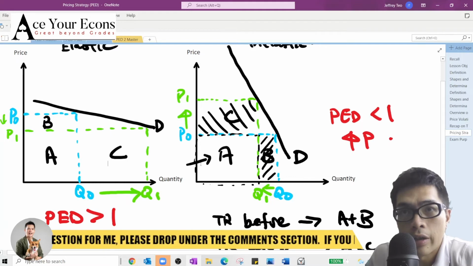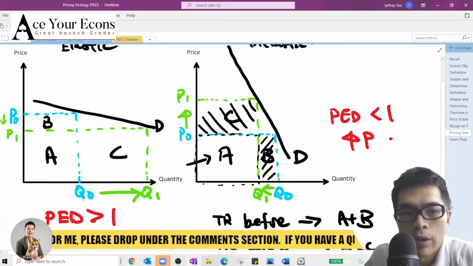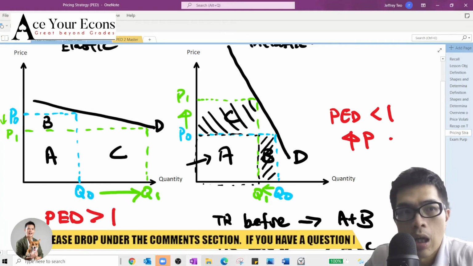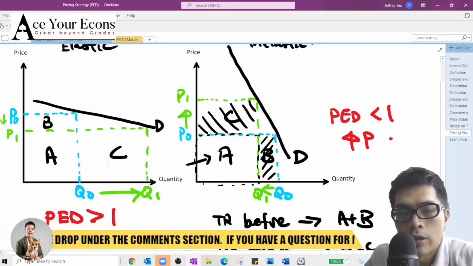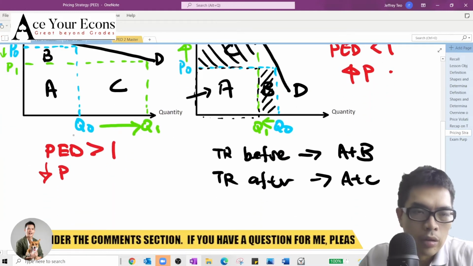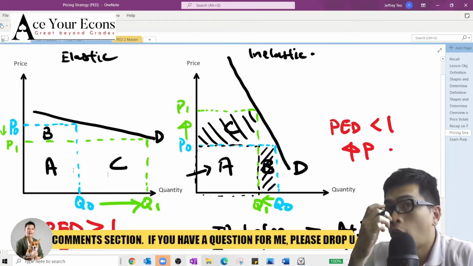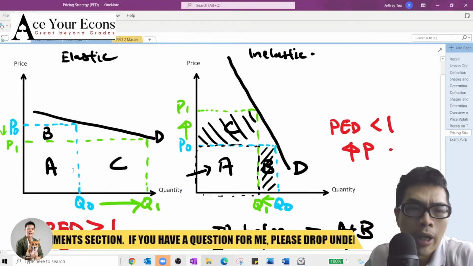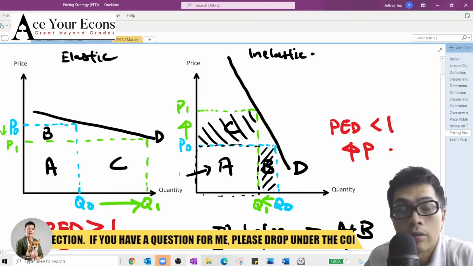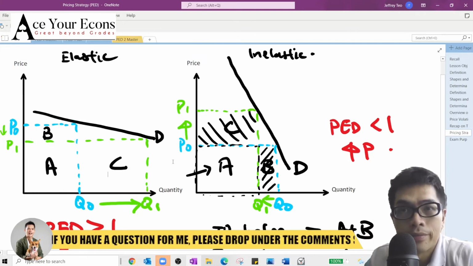Great, Alice. The initial will be price times quantity, right? P0 times Q0. How could it be AC? P0 times Q0 is A and B. Now the final: as a result of a fall in price, quantity increases from Q0 to Q1, right? What is the final total revenue, based on the diagram on the left?